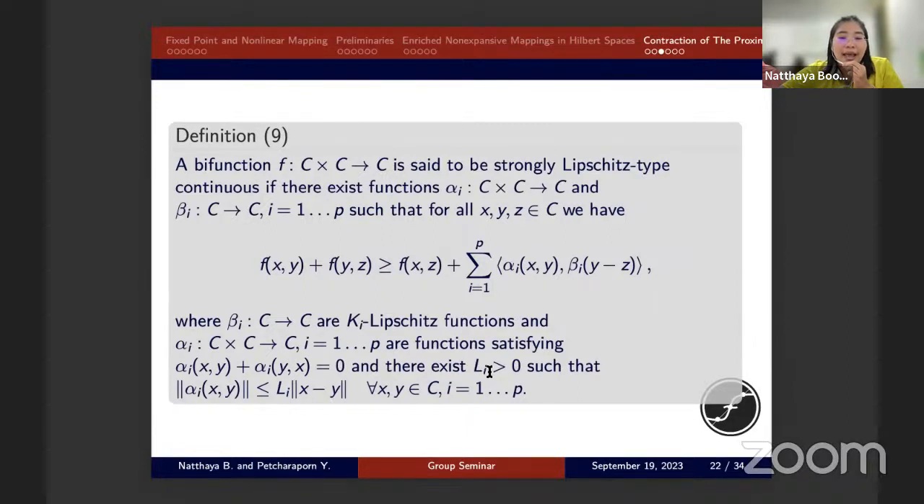There exists L_i greater than 0 such that the norm of alpha_i is less than or equal to L_i times the norm of x minus y for all x, y in C and i equal to 1 to p.